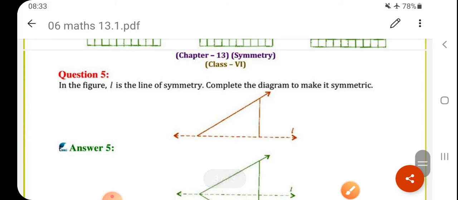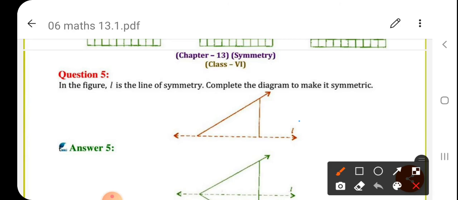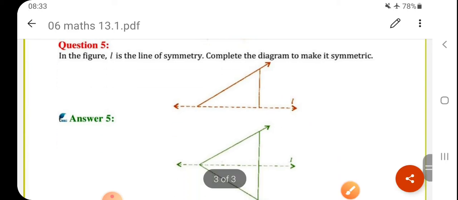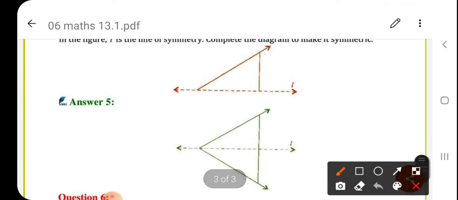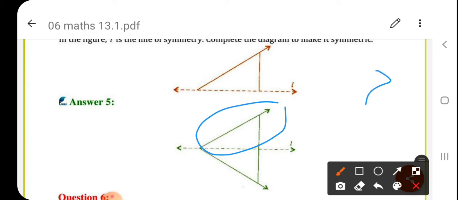Question number 5. In the figure, L is the line of symmetry. Complete the diagram to make it symmetric. It's very easy. Whatever part is given on the upside, that same you have to draw on the downside. So with the help of a scale, you can draw it. Or you can fold this paper.